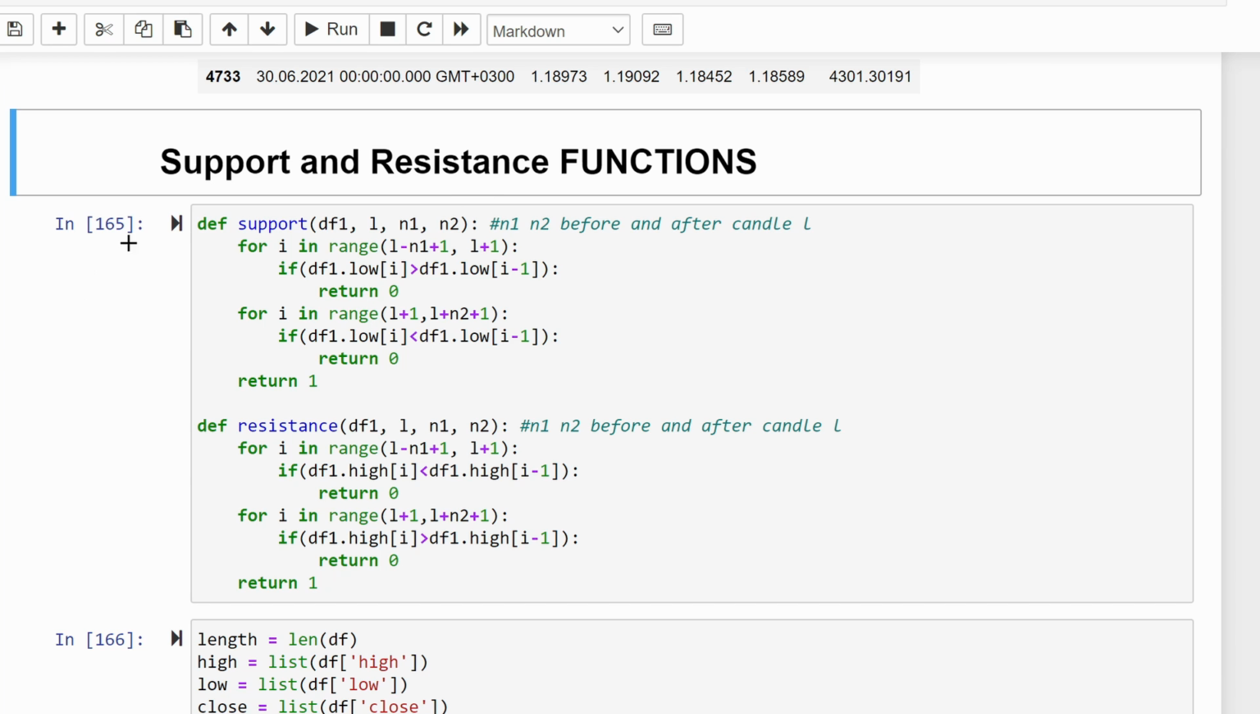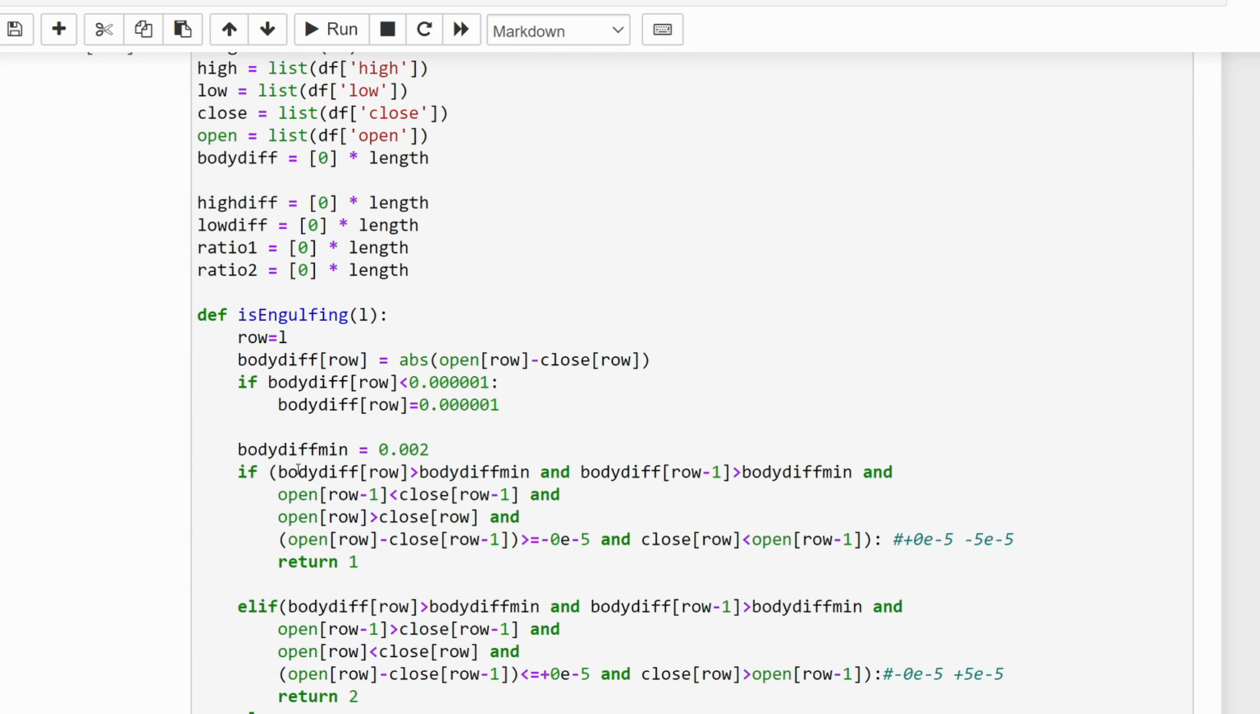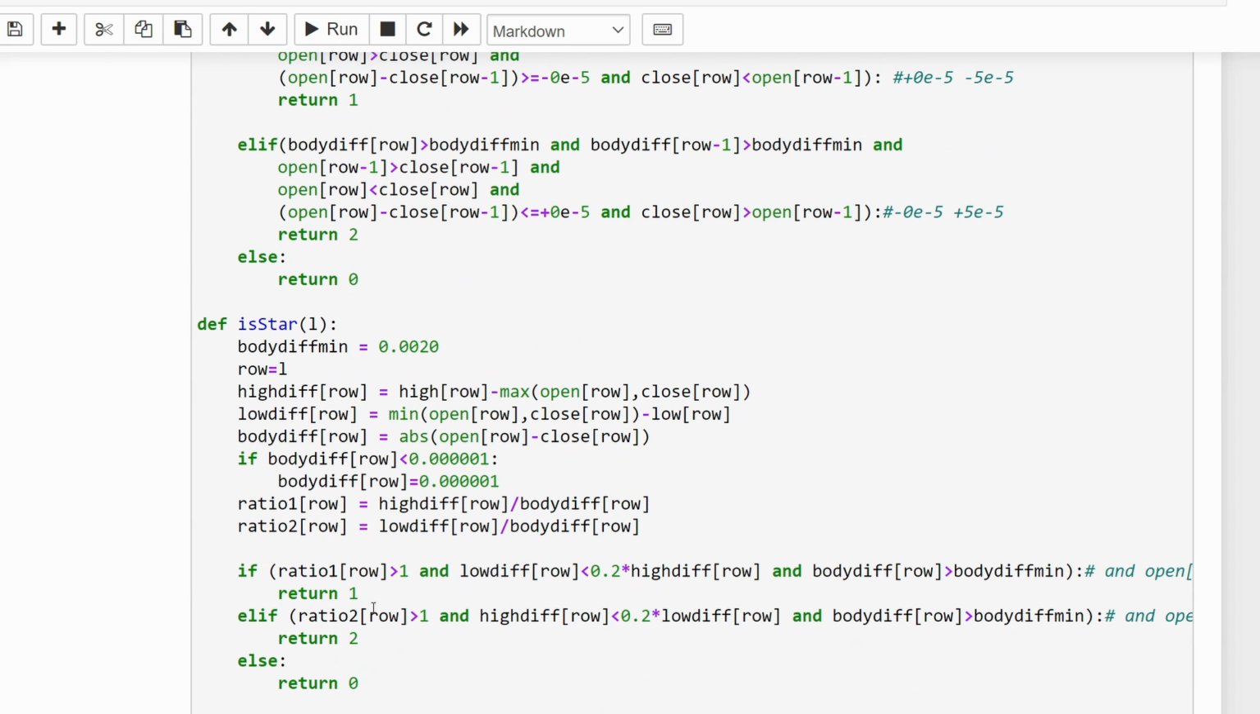If this is your first time watching on this channel, I think it might be good to go back and check the previous videos, how to detect support and resistance, and also the one where we are explaining how to detect engulfing patterns and shooting stars and hanging man, all those long tail rejection patterns of the candlesticks.